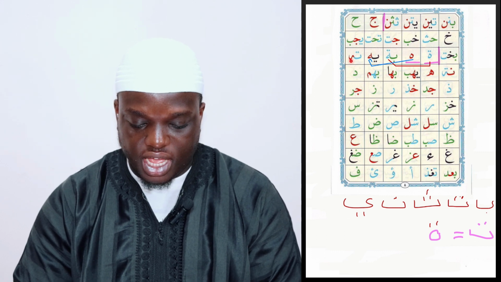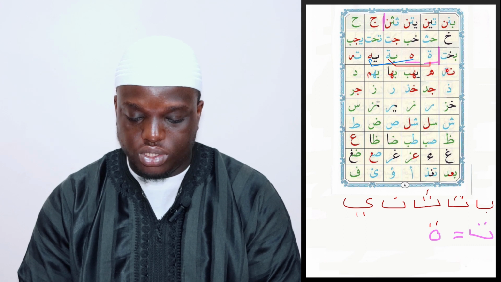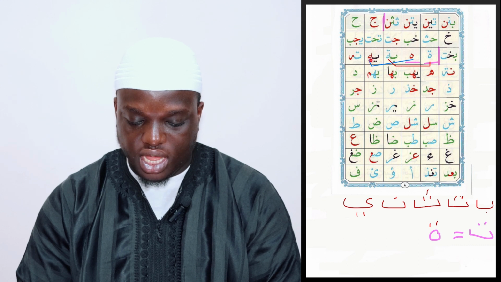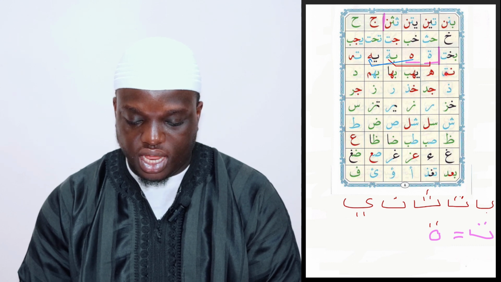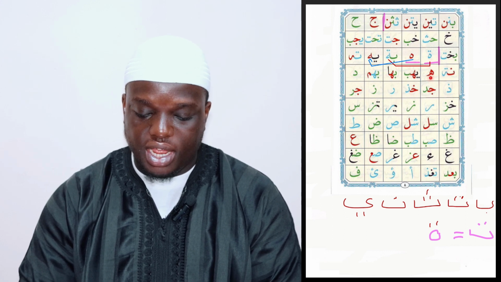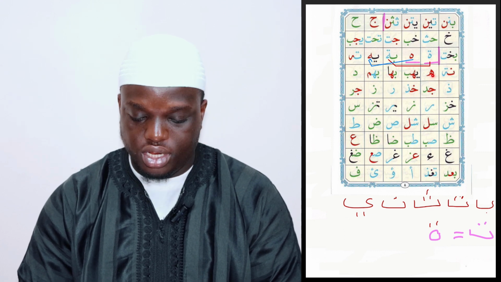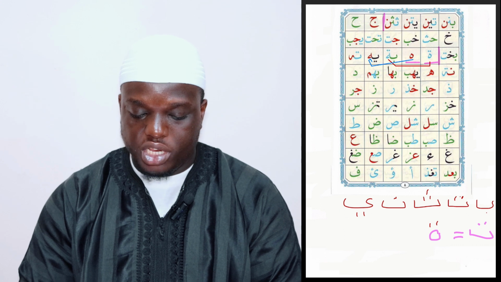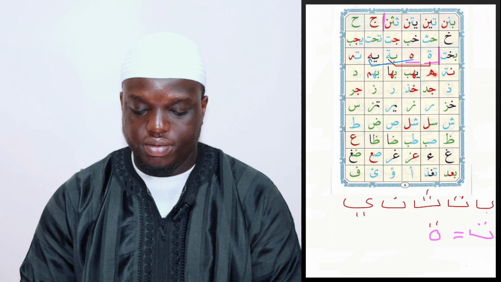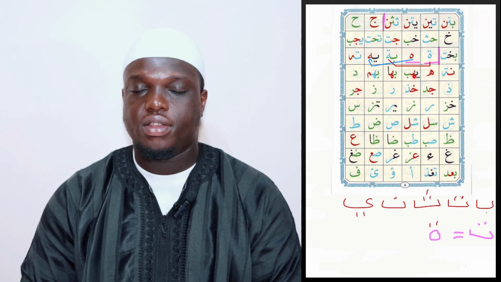So if this is ha with no dots, this right here will be da with 2 dots. So this is da. This is ha. This is ha. This is da, 2 dots. This is how ha looks in the beginning of a word. This is how ha looks when it's being attached, when you're connecting a word to it. This in the middle right here is also ha.